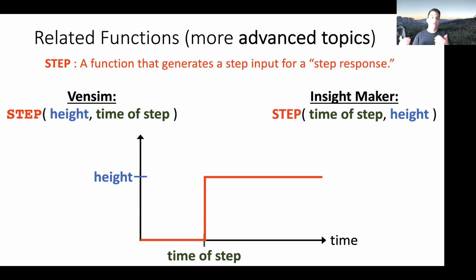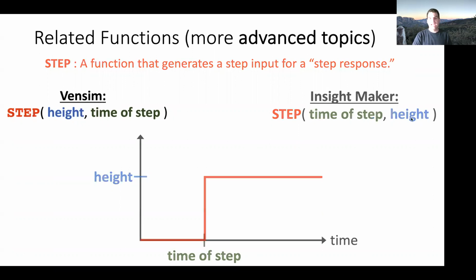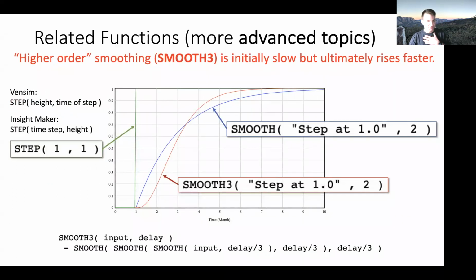You have some crime parameter that then jumps up from 0 to 50 or something like that at that particular time. You can do the same thing in Insight Maker, but you put the time of the step first and the height second. So by doing that, you can see here that you can generate curves like this one here, where if I do step 1, 1 in both of these, because it's the same number, Insight Maker and Vensim, then at time 1, you get a curve that jumps up to 1 and it stays there forever.